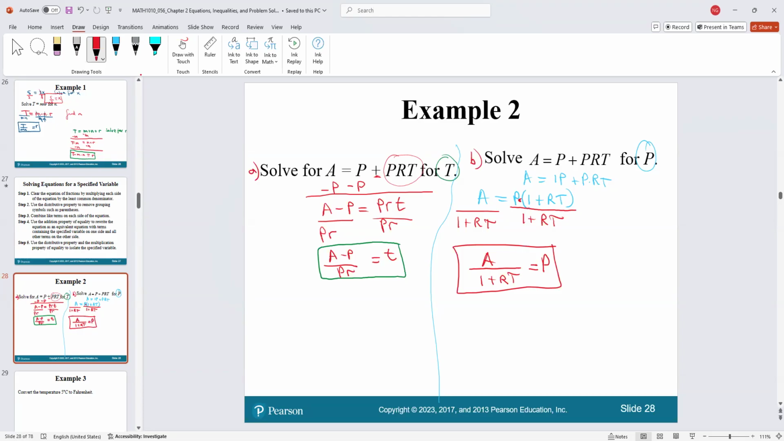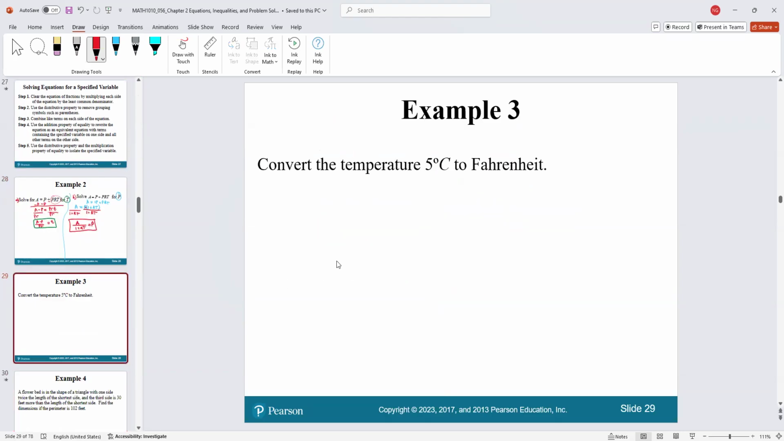But it's not the only objective in this section. We can also convert temperature, and we can also use formulas to solve problems. For example, we need to know a lot of these formulas because one thing you need to remember is how you can solve for a variable. So we learn to solve for a variable, and then you can convert Celsius to Fahrenheit, or you can convert Fahrenheit to Celsius.